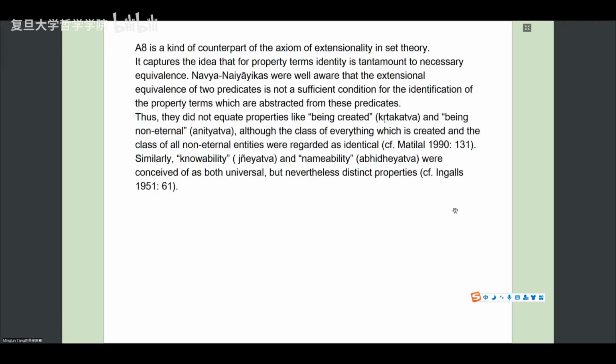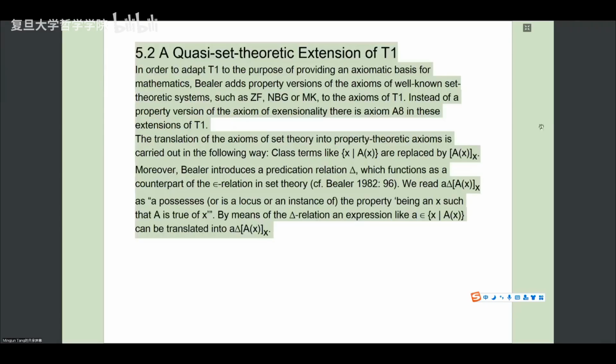Because we can also think about possible worlds, for instance, in which something which is created is eternal. After it has been made, it exists forever. We can think about something like that. But in the actual world, it's not like that. In the actual world, wherever there is the property being created, there's also the property non-eternal. So then let's take the next slide.